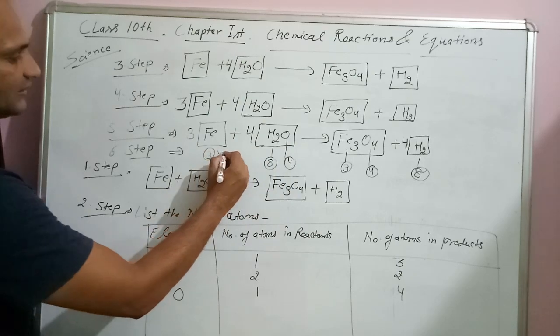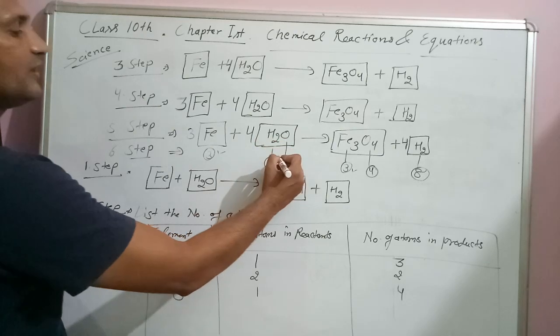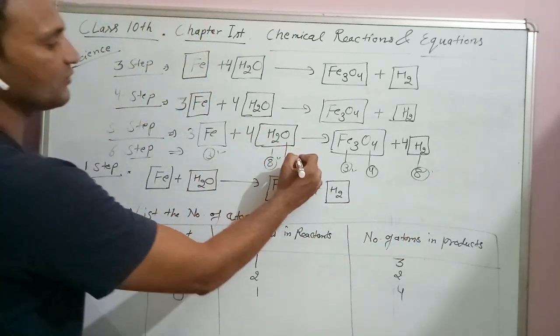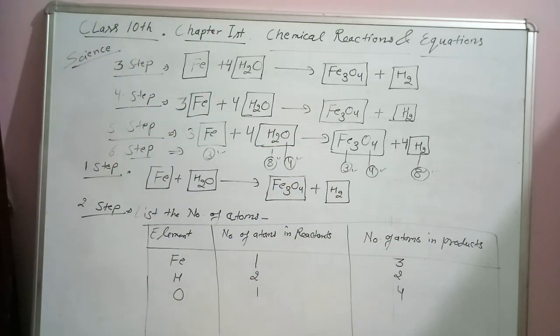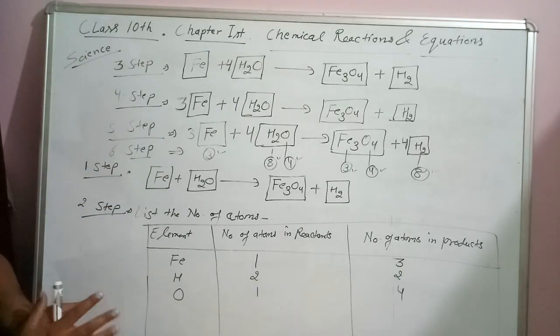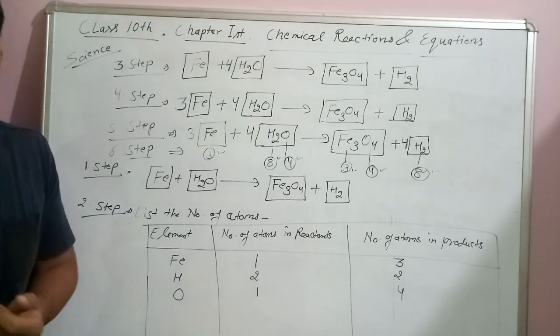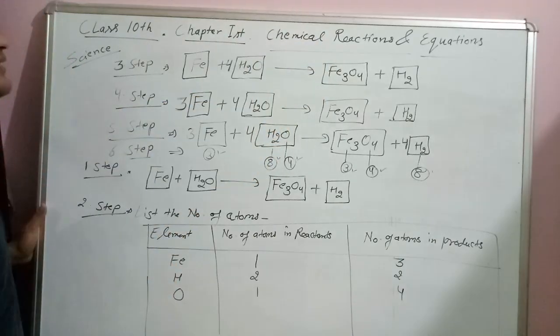Now check Fe: Fe3 in the reactant side, Fe3 in the product side. Hydrogen 8 in the reactant side, hydrogen 8 in the product side. Oxygen 4 in the reactant side and 4 in the product side. It means this reaction is balanced now. So the reaction becomes balanced, including the 6th step. So by using this hit and trial method, we can balance chemical equations.